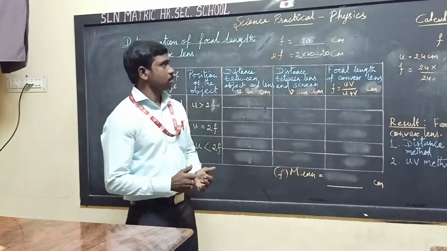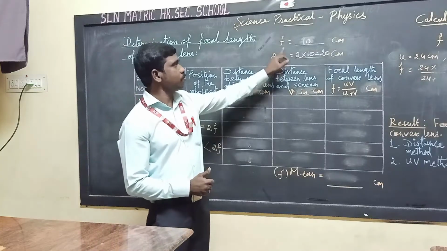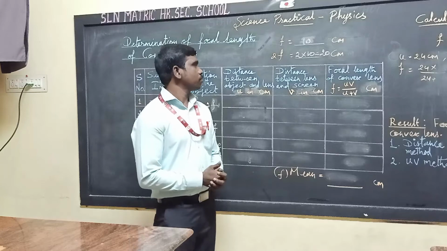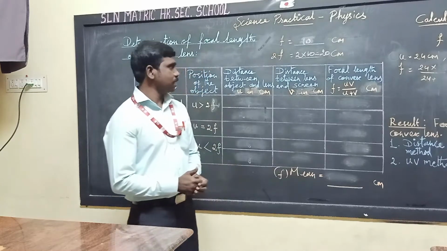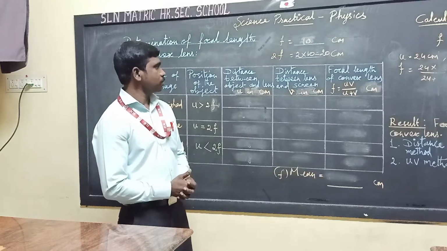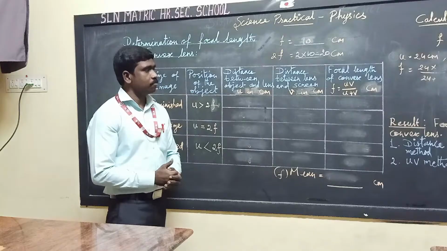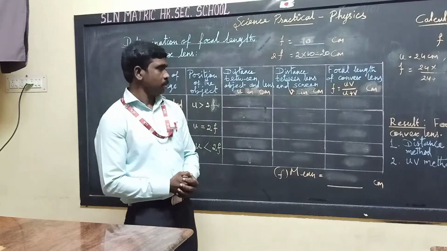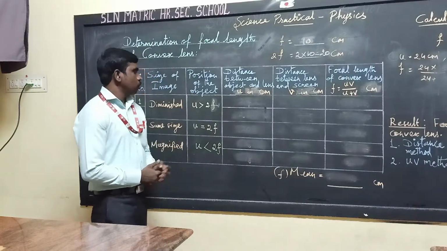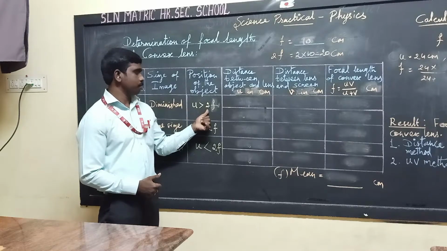Next, this is the distance object method for calculating the focal length of a given convex lens. f is equal to 10 centimeter. Next, we are going to discuss the UV method. From this method, we have three different conditions. We can easily find the focal length of a given convex lens. So what are they? One is u is greater than 2f.